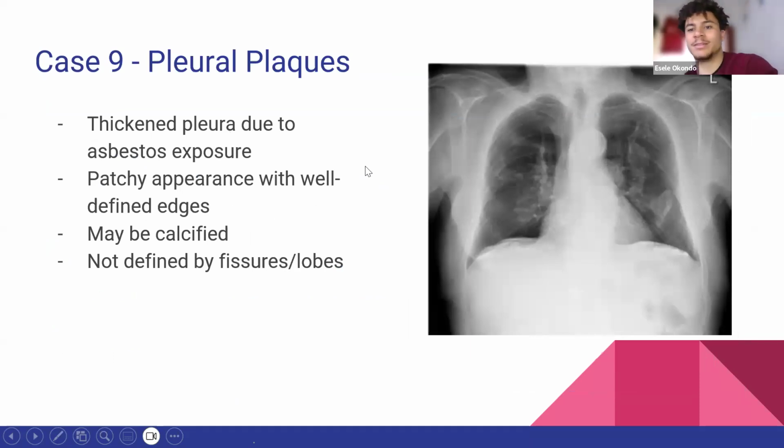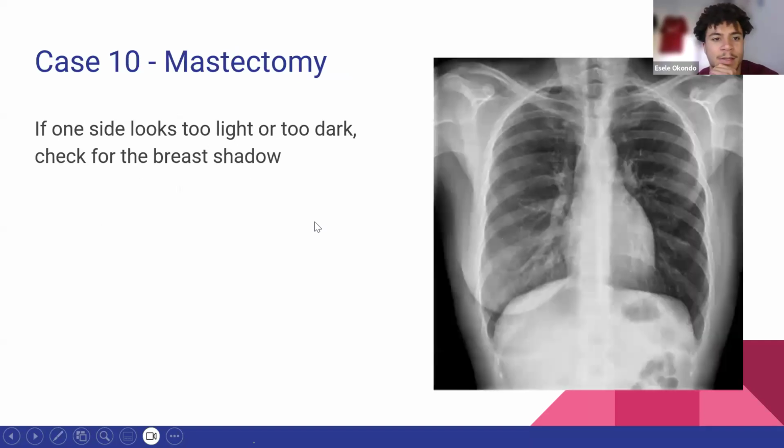Pleural plaques, thickened pleura due to asbestos exposure. This is a pretty rare one. I've actually never seen this before until this PowerPoint. But you have a patchy appearance with well-defined edges. There may be some calcification, and it's not defined by the lobes of the lung. And then this one is a mastectomy. So don't get confused in the exam thinking that there's an opacification or something like this, because always check for the breast shadow if it's a female patient, so you can differentiate this from anything going on in the lung or from the underlying tissue.